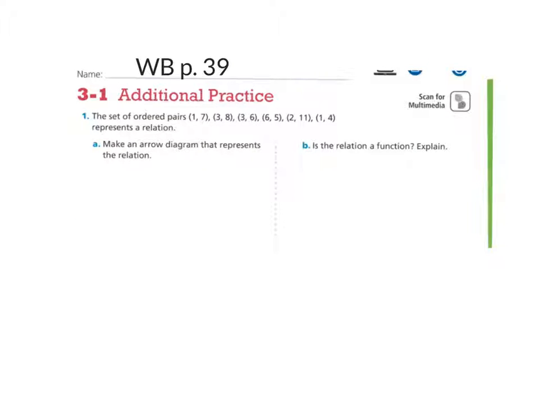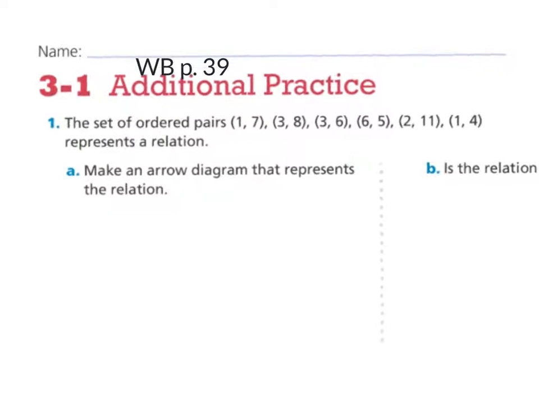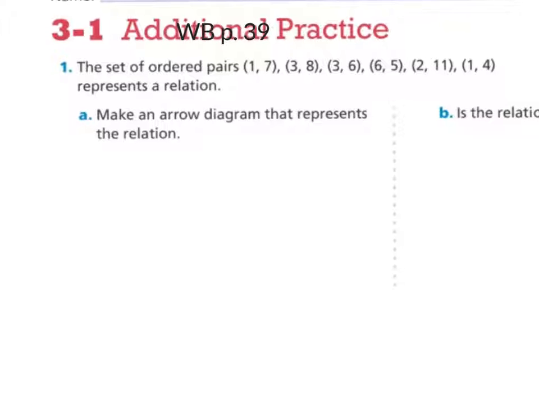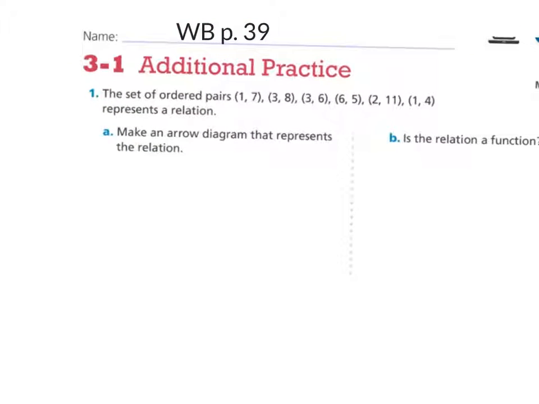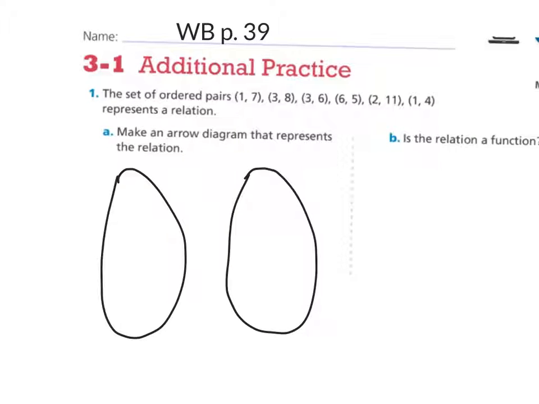Workbook page 39, number 1. We have a set of ordered pairs that represents a relation. And they want us to make an arrow diagram that represents the relation. So we're going to make two ovals here. And usually the first one will be our x and the second one will be our y. And a lot of times they'll try to put these in order, so I'm going to just try to put these in order if I can.